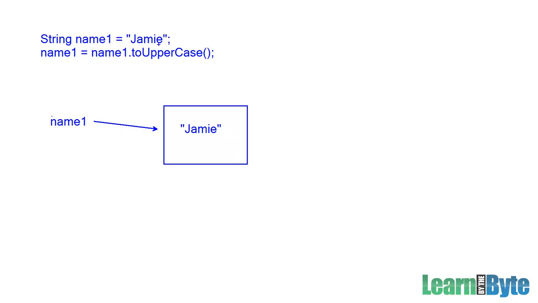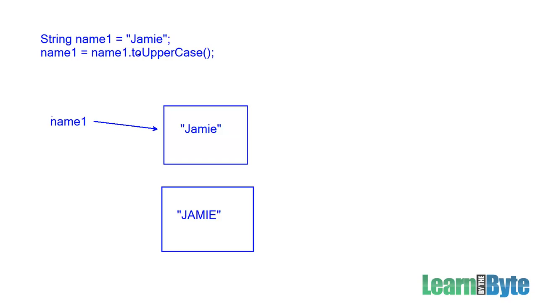So name1 is pointing over at Jamie. That's what the first line of code does. Next line of code, we call name1.toUpperCase. This is where immutability comes in. Anytime you try to modify a string object, it really doesn't change the string. What it does is it actually creates a whole new string for you with the changes in place. And so a brand new chunk of memory gets allocated, and in that new chunk of memory, we have the all capitalized version of my name.